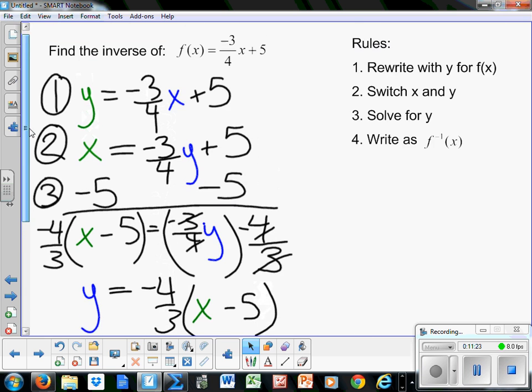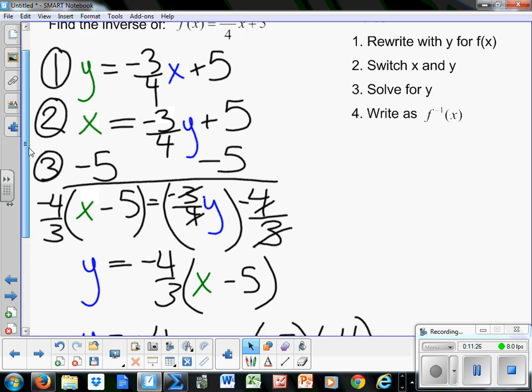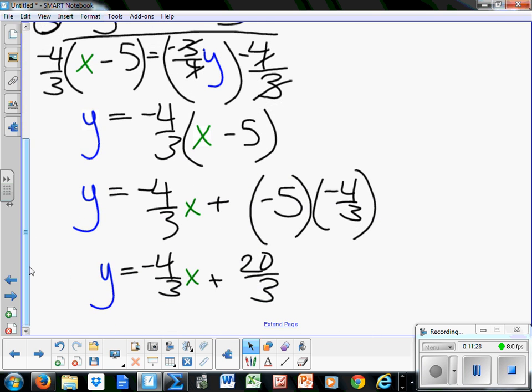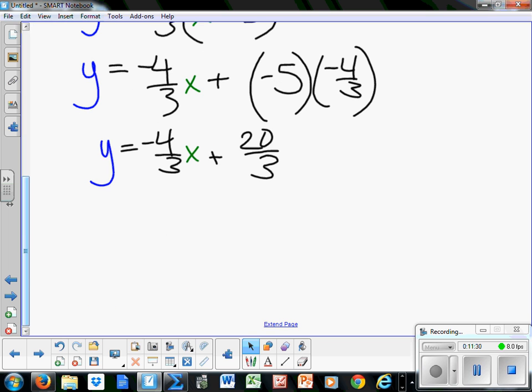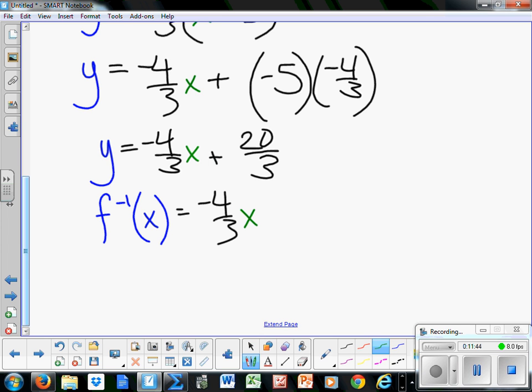if we look back up to our rules here for finding the inverse, is to write it as f inverse, just so that we know that what we found is the inverse of our f of x. So we're going to write that as the f inverse, or the inverse of f of x, is equal to -4/3 x plus 20/3.